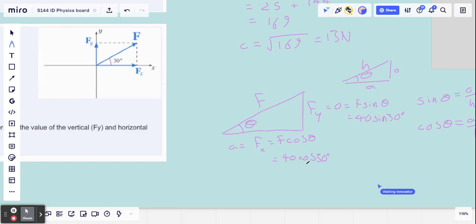So I know that sine 30 is actually 0.5, so that will give me 20. And cos 30 is root 3 over 2, 40 times root 3 over 2, which is going to give me 20 root 3, I believe. So Fy is going to be 20 newtons, and Fx is going to be 20 root 3 newtons. But if it's physics, they'll probably want you to turn that into a number.